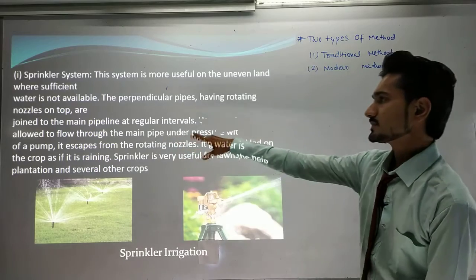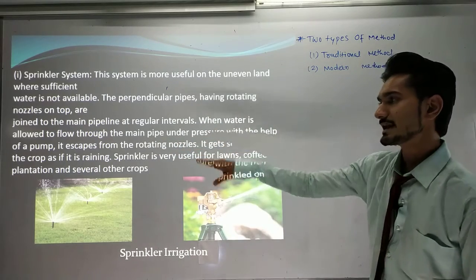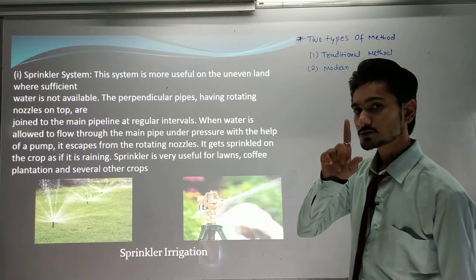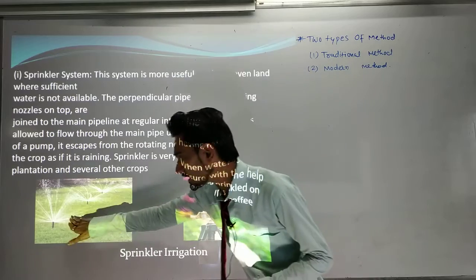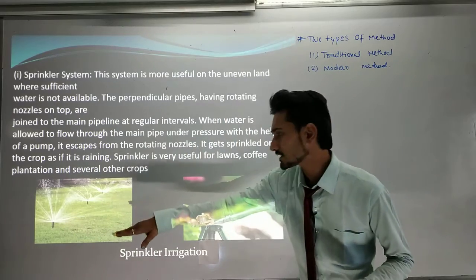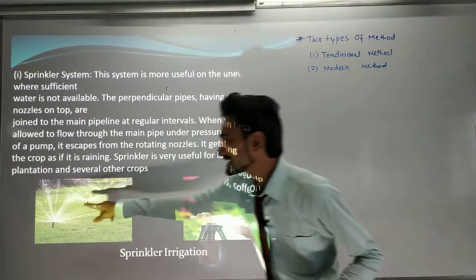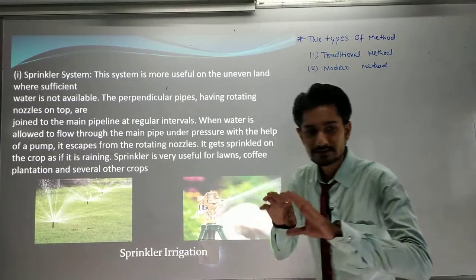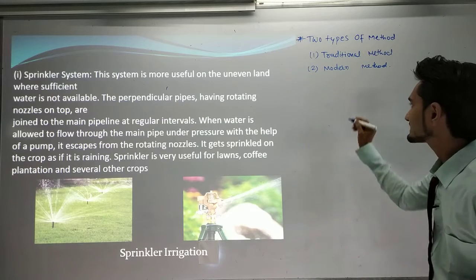Okay, and it is joined to the main pipeline at regular intervals, and water is allowed to flow through the main pipe. So where is the main pipe present? The main pipe is generally present underground. Okay, underground. These three rotating pipes are joined with the main pipeline like that. Okay, here I am drawing a simple basic drawing.